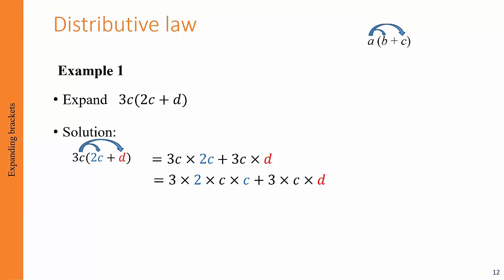We'll rearrange the first 2 terms there and put the numbers together so that we can multiply 3 times 2 firstly to get 6, and the c times c to get c squared. And of course the 3 times c times d is just written as 3cd.